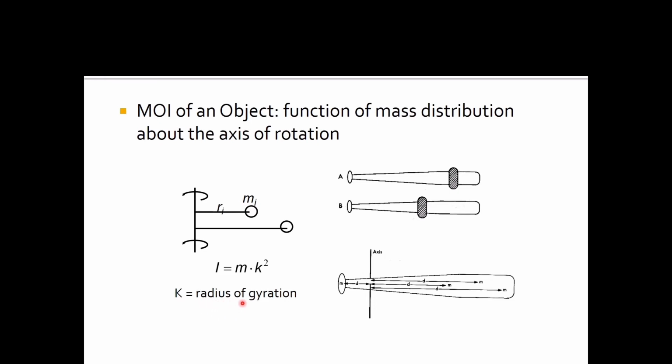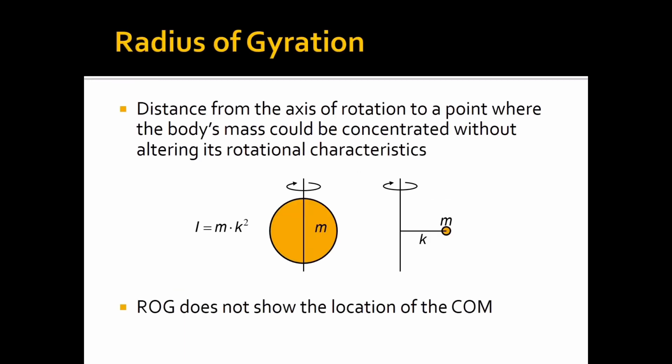Radius of gyration, which is k here, the k. So that instead of combining all small mass particles' moments of inertia, now we can use the single value of radius of gyration, which will make our job a lot easier. Radius of gyration is defined as the distance from the axis of rotation to a point where the body's mass could be concentrated without altering its rotational characteristic.